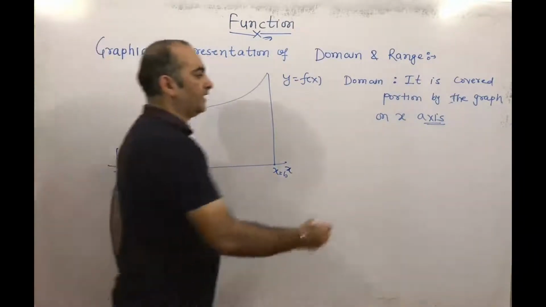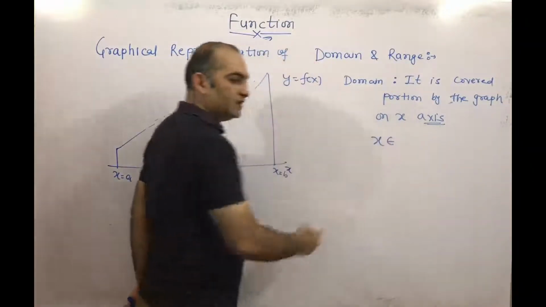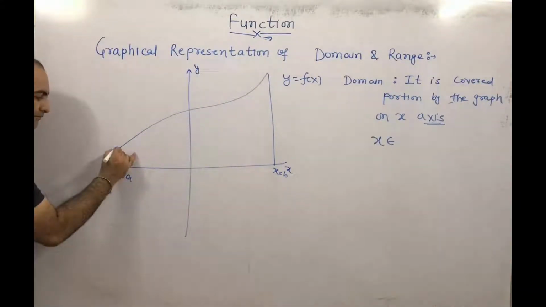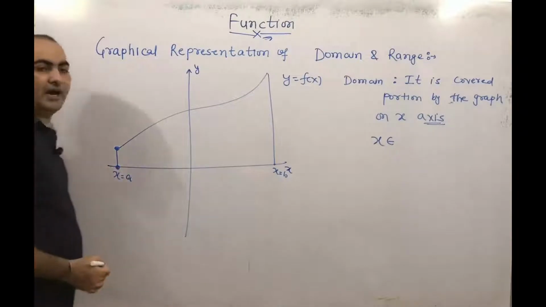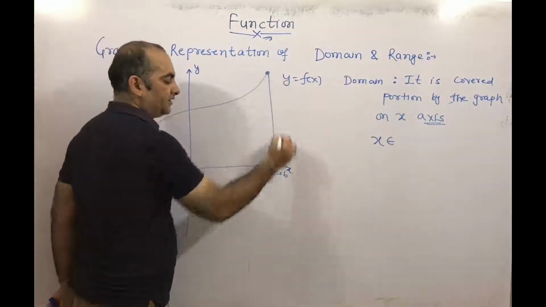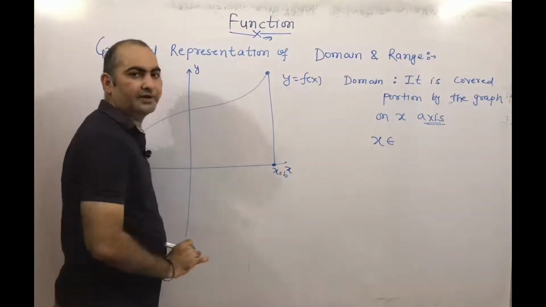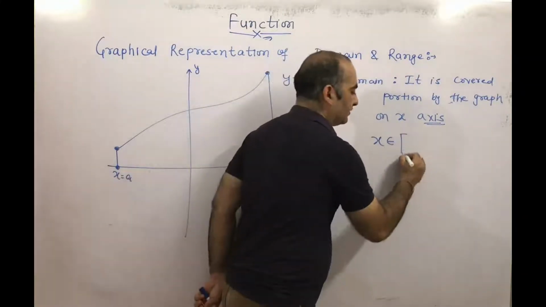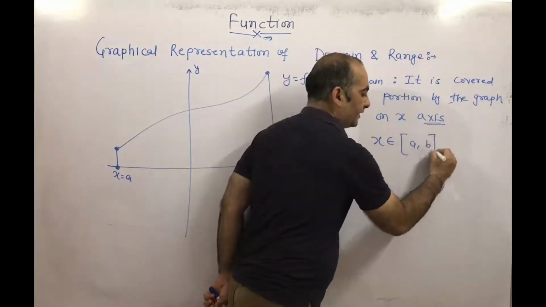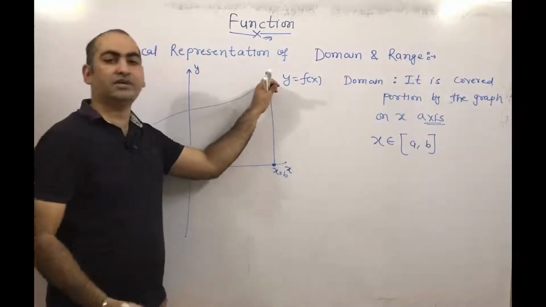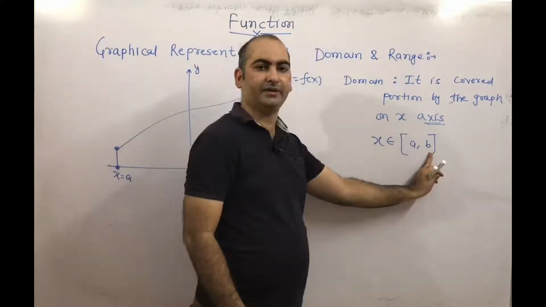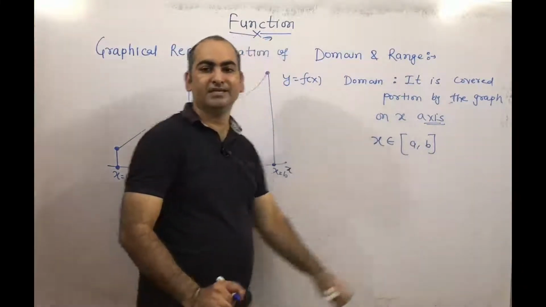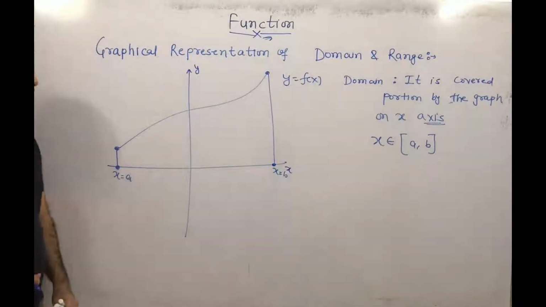How to write it? x belongs to... suppose this point is included, that means point a is included, and this point x equal to b is also included. Then x belongs to the closed interval [a, b]. Suppose this point is not included, then at b we will get an open bracket. Similarly, if you want to find the range, what is the range?